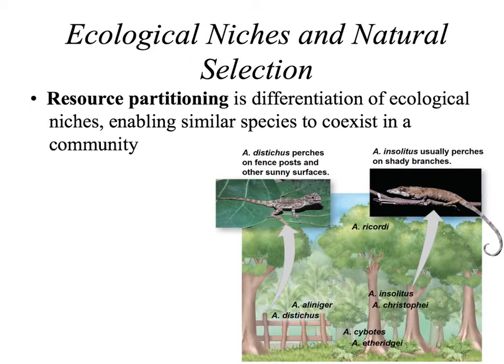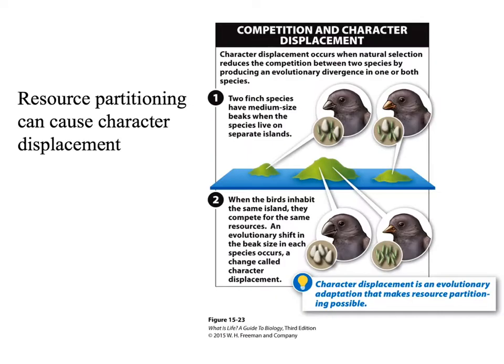Here's another example. These lizards both need the same types of environments to perch. So they will partition or divide out which areas each species will use. Some species will use fence posts, other species will use the branches. Because they are partitioning resources, they are able to both coexist together, even though their populations will not be as large as if they were separated.